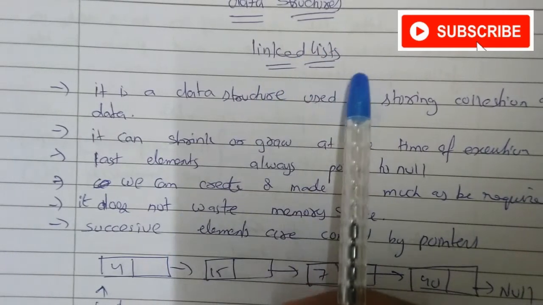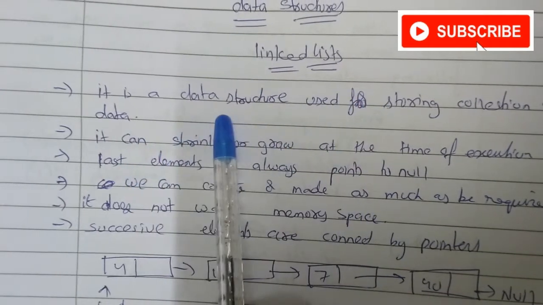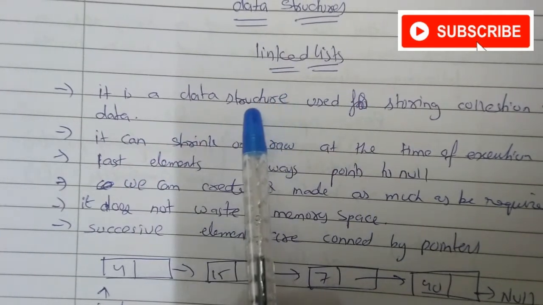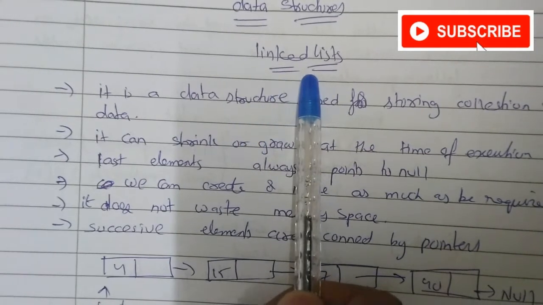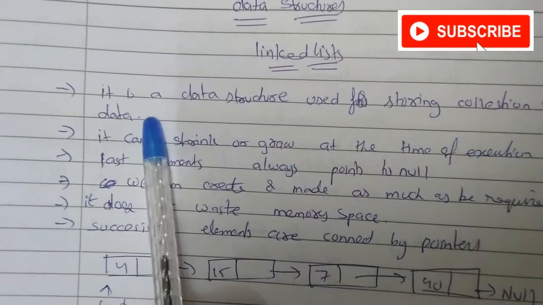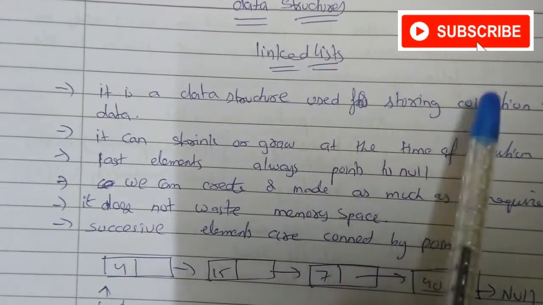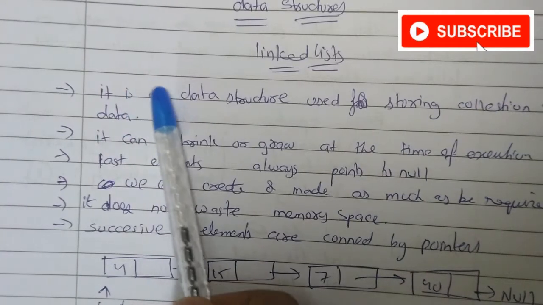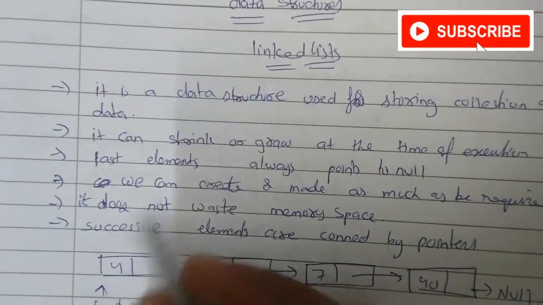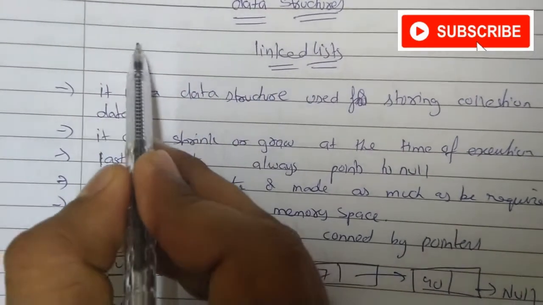Class is linked list. Normally, a linked list is a linear data structure. It is used for storing a collection of data, normally a huge collection of data. And a linked list contains two parts, two nodes.